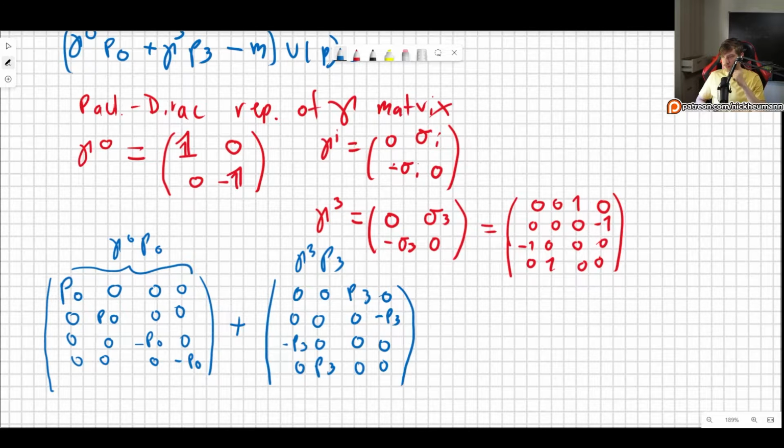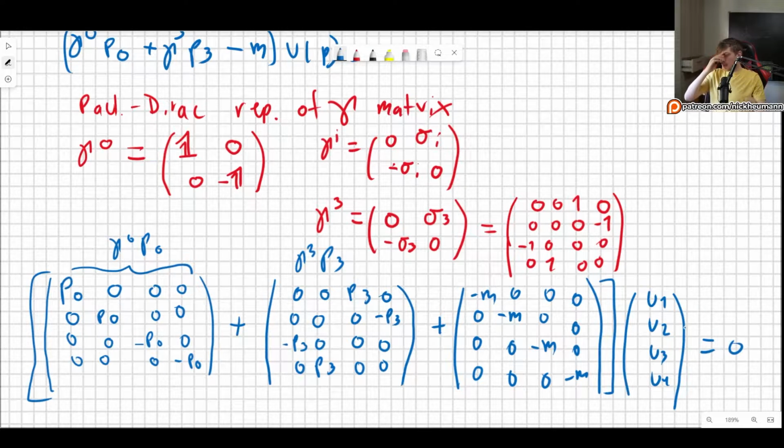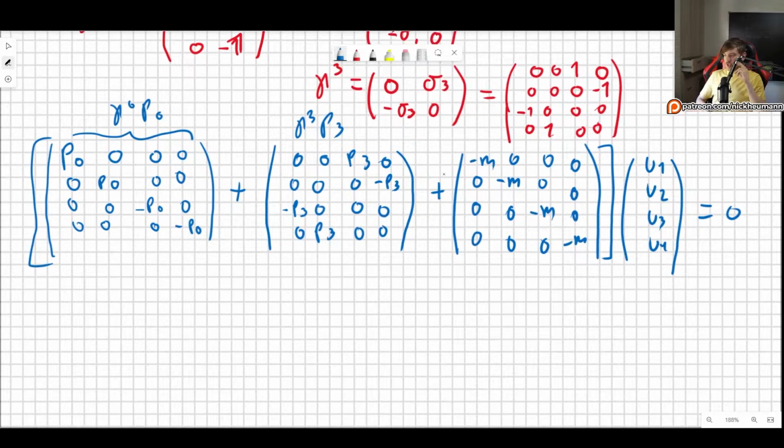Don't forget about that. So minus, or rather, let's do it like this. Plus minus M, 0, 0, 0, minus M, 0, 0, 0, minus M, 0, 0, 0, 0, 0, 0, minus M. And all of this, the sum of all of this, is multiplied by U1, U2, U3, U4. And this has to be equal to 0. Okay, so now we have this little beautiful matrix equation.